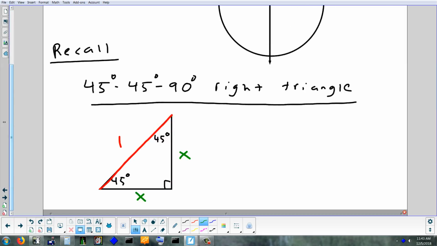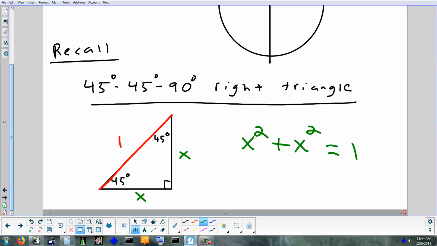Anyone remember the name of it? The Pythagorean Theorem. So the Pythagorean Theorem says one side squared plus the other side squared equals the hypotenuse squared. Well, that's one side squared plus the other side squared equals, what's my hypotenuse squared? Just 1. All right. Now on the left-hand side, I have x squared plus another x squared.